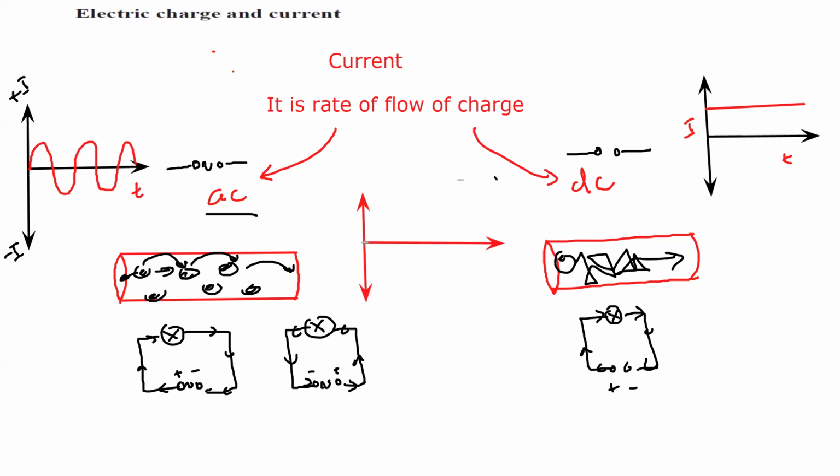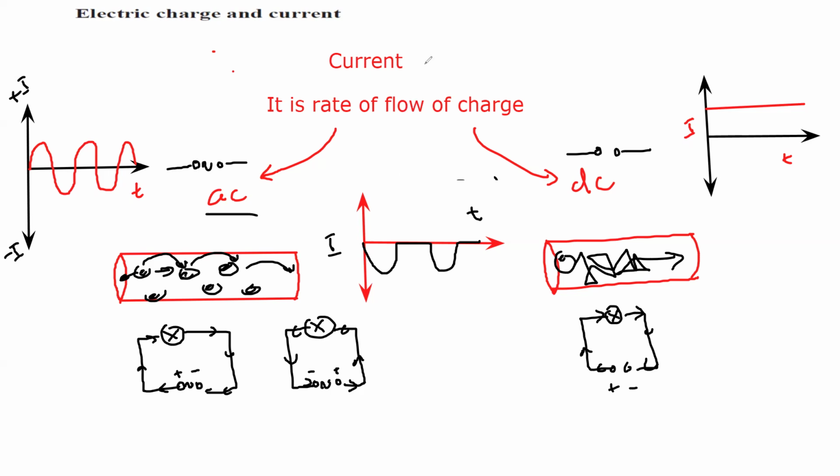Another example: if we have a current like this, what is this, AC or DC? This is also a DC because we use only one of the axes. If you use only one of the axes, either positive or negative, it will be DC. This is a pulsating DC, like a DC switch on, then off, then switch on, off.